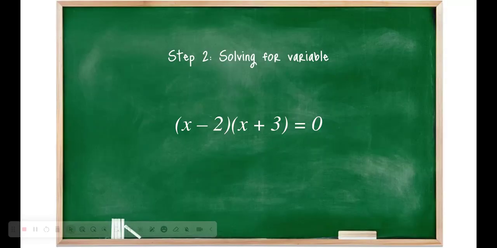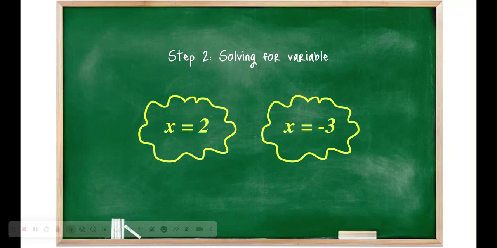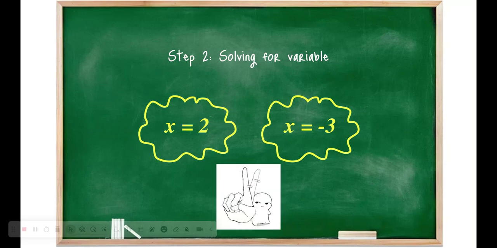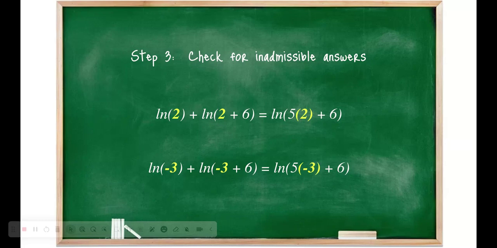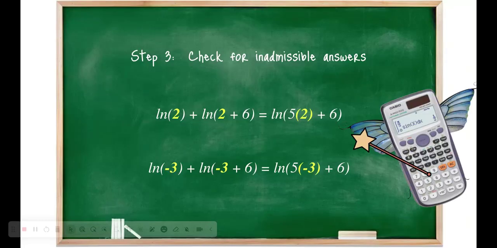And finally, we'll find what values make each of the expressions in the brackets equal 0. And these values will be our answers. Yippee! But don't forget the last step. Step 3, checking our answers. We'll substitute each of our answers into the original equation and have some calculator magic to go along with it.